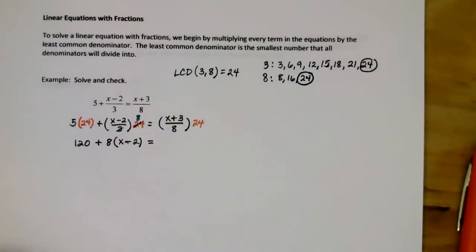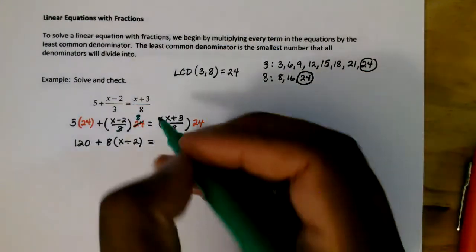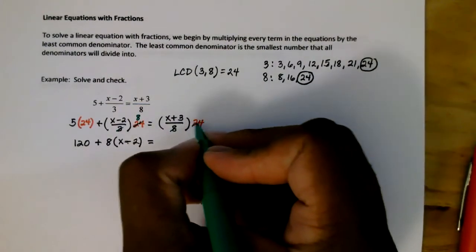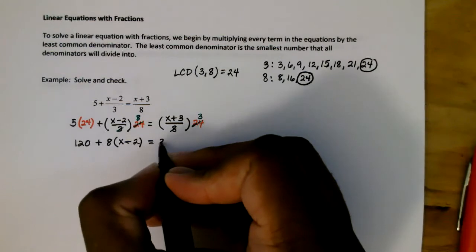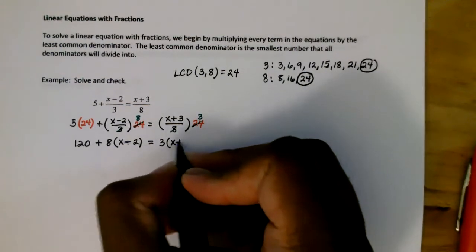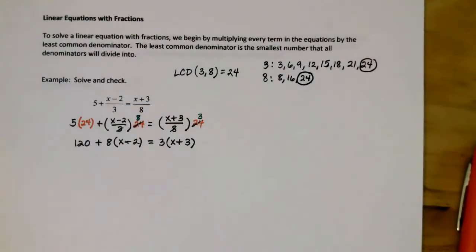That's equal to, now for this term right here, if I divide 8 into 24, that would go 3 times. So on this side, I will have 3 times the quantity x plus 3. Now notice I have an equation that has no fractions in it. And I can solve this just like I solved the other equations in the previous examples.